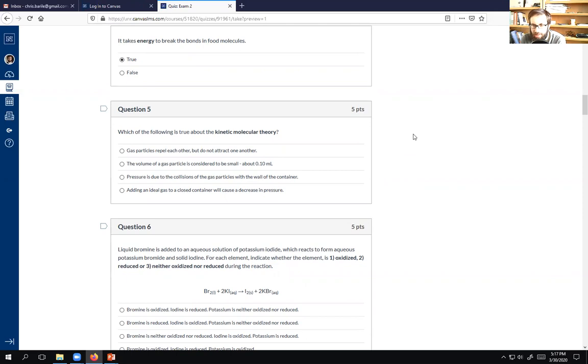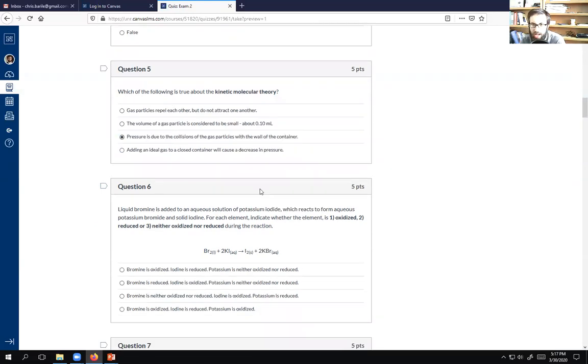The volume of a gas particle is considered to be small, about 0.1 milliliters. No, that's not true. This theory in an ideal gas law says that gas particles take up zero volume, okay? The actual individual particles do not. The gas as a system aggregate, of course, has volume, PV equals nRT, but the individual particles don't have any volume.